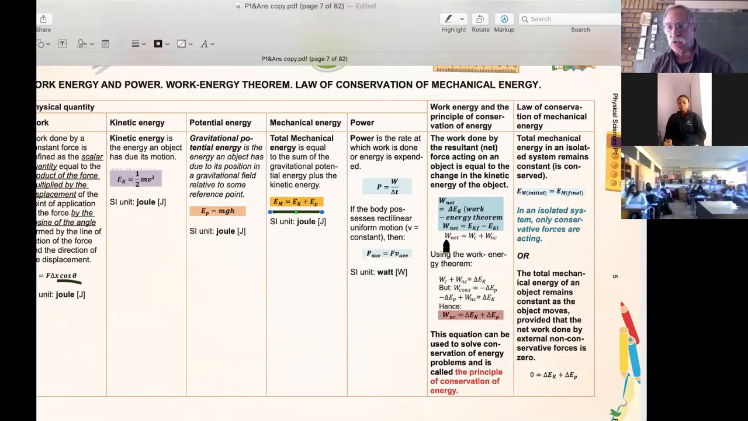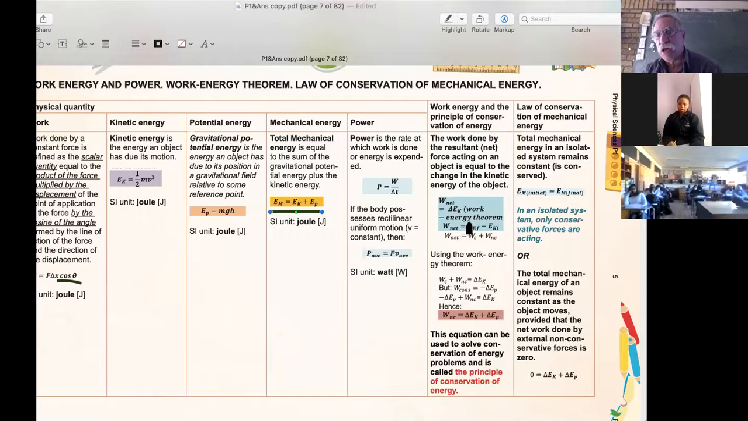If something slows down, has its net work changed? Yes. If something stays at a constant velocity, has its net work changed? No. Okay. So that's how you recognize when you must use your work energy theorem. Whenever something's speed is changing, net work has been done to it.